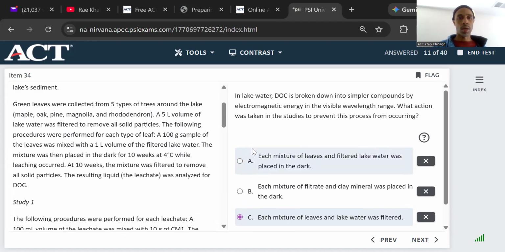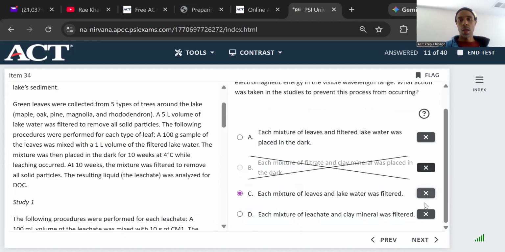Wait, or it could have been the mixture was placed in the dark for 10 weeks. Mixture of leaves and filtered lake water was placed in the dark. Each mixture of filtrate and clay mineral was placed in the dark. It wasn't filtered in clay minerals, so we know it's not this one that wasn't placed in the dark. And we know it wasn't the clay minerals and leachate that was filtered. It was the lake water and the leaves that were filtered. So both of these things happened. It was placed in the dark and the leaves were filtered.